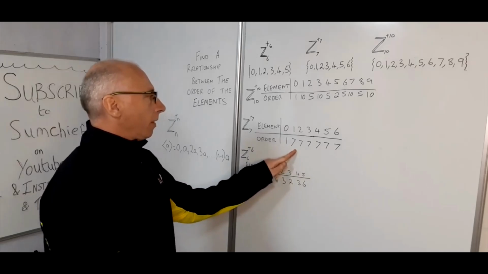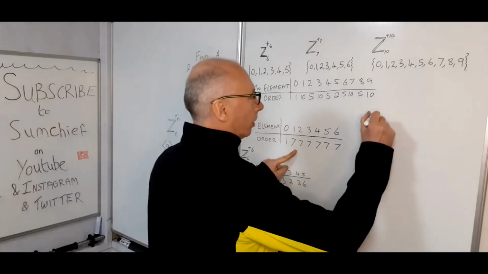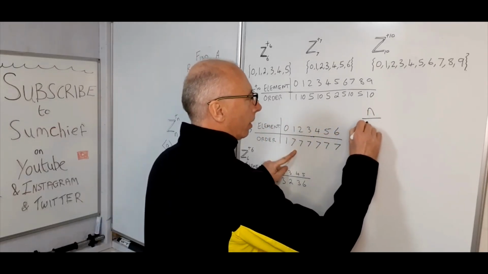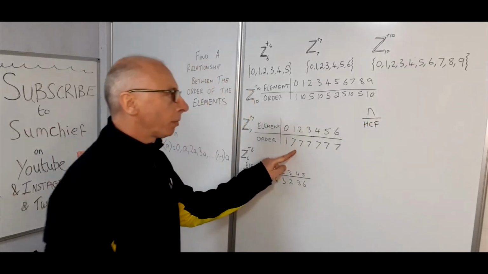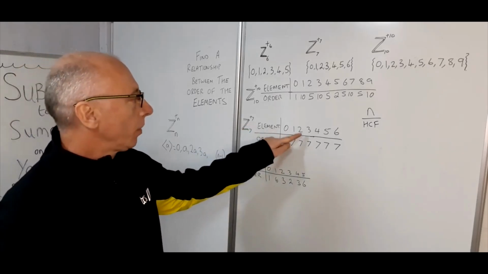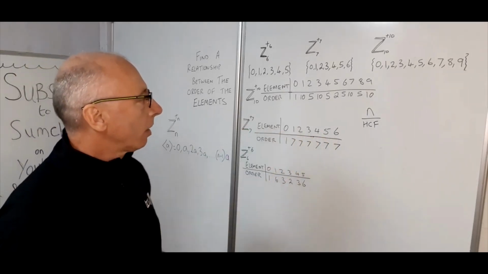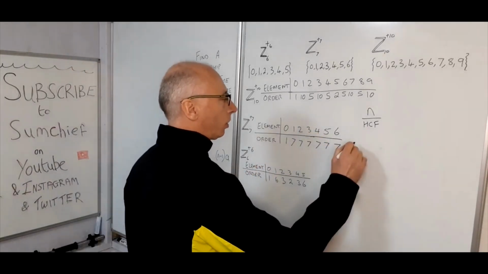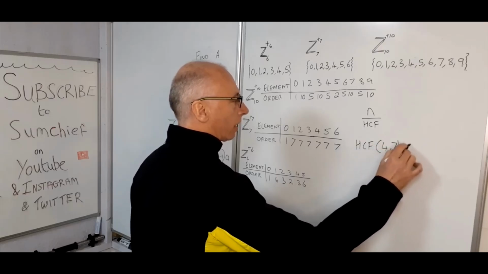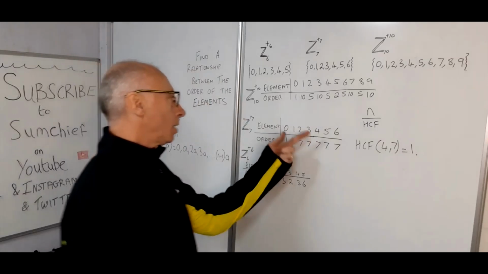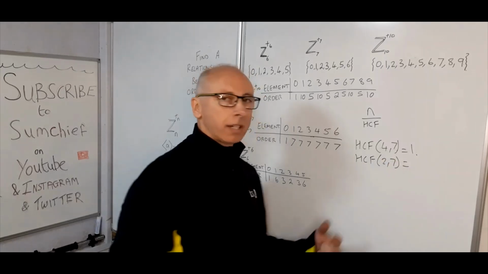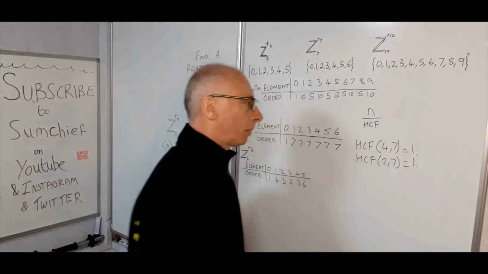So if we say the element order of the group, which is n, and we divide it by the highest common factor of the group, so the highest common factor of 7 between all of these and the element itself. So the highest common factor between, for example, 4 and 7, that is 1. So again, let's pick another one. Highest common factor between 2 and 7, that is also 1, obviously because 7 is a prime number.